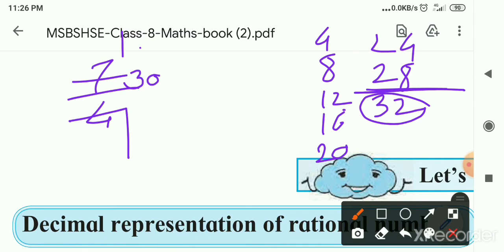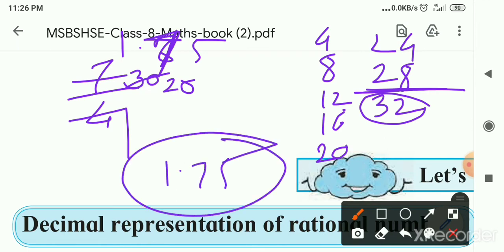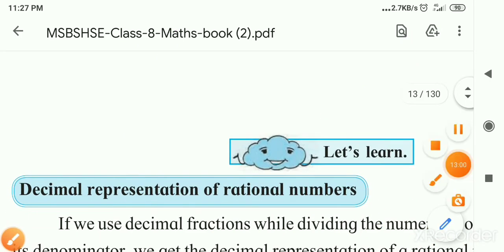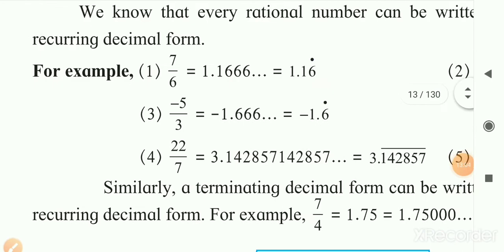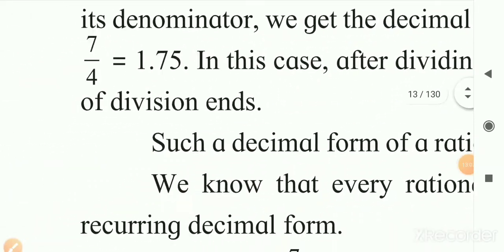So 4 7s are 28. Now 2 remains. Again we have to take the 0 here. Now we don't want to take any point here. And 4 5s are 20. So here we are getting 1.7, 4 7s are 28, so the answer is 1.75. In this way we are finding the decimal, and where the point comes, that fraction is called the decimal fraction. In this way some examples are solved here, and I showed you how to solve this.